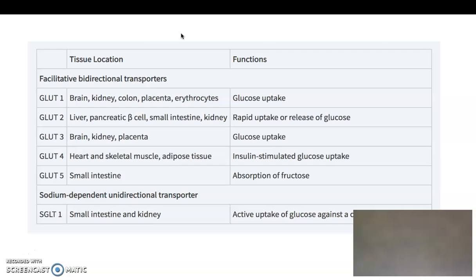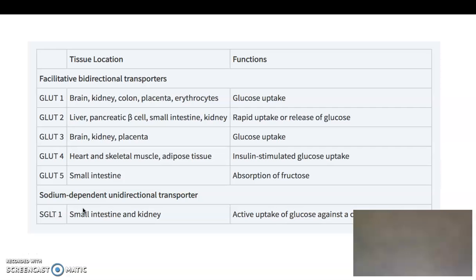There are two main types of glucose transporters: facilitative bidirectional transporters, which can be seen right here, like GLUT1, GLUT2, GLUT3, GLUT4, and GLUT5, and the sodium-dependent unidirectional transporters like SGLT1, which can be seen right here. The facilitative bidirectional transporters can be broken down into either insulin-dependent or independent. Insulin-independent transporters allow glucose to freely flow into tissues at any time, and insulin-dependent transporters require insulin to allow glucose to flow into the tissues.